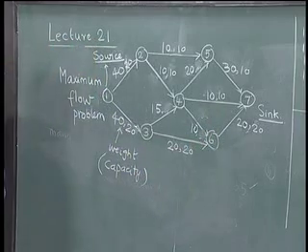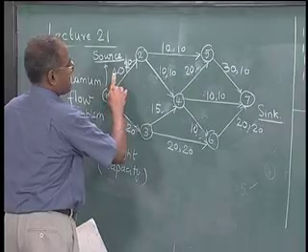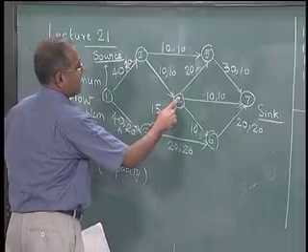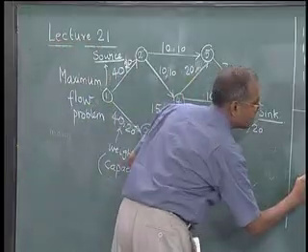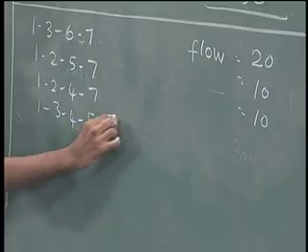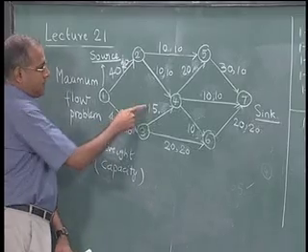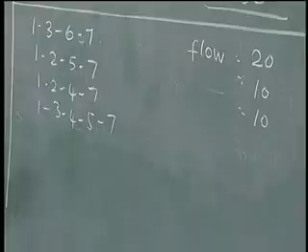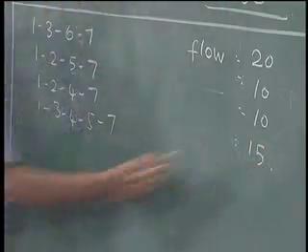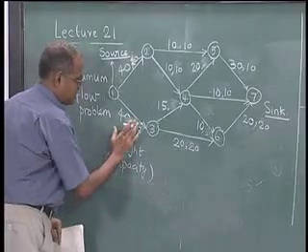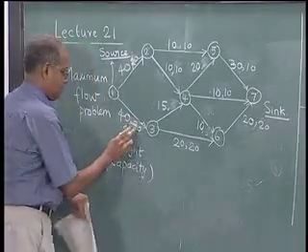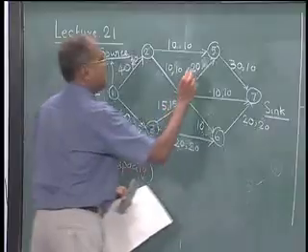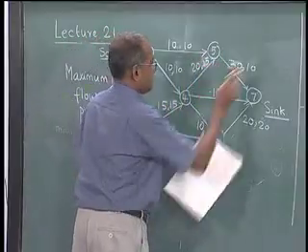Now, if we look at 1, 3, 4, 5, 7. So, this is 20, this is 15, this is 20, another 20. So, minimum is 15. So, we will be able to do 15 here. So, we get this becomes 35, this becomes 35, this becomes 15, this becomes 15, this becomes 25.